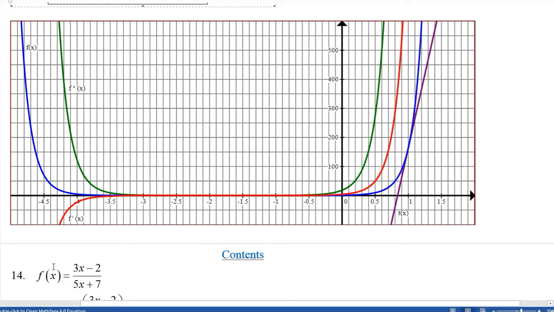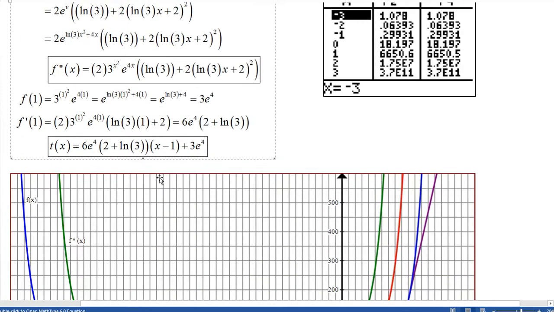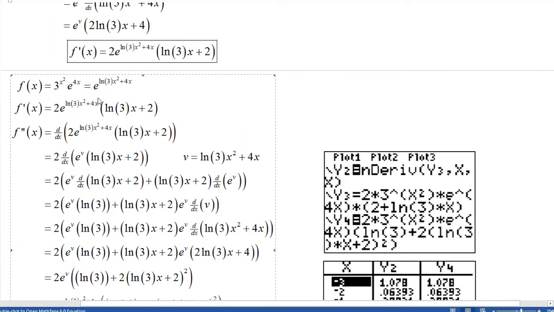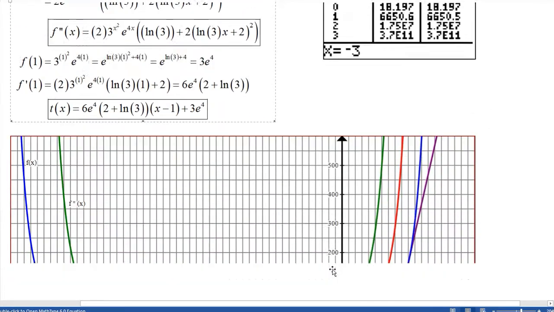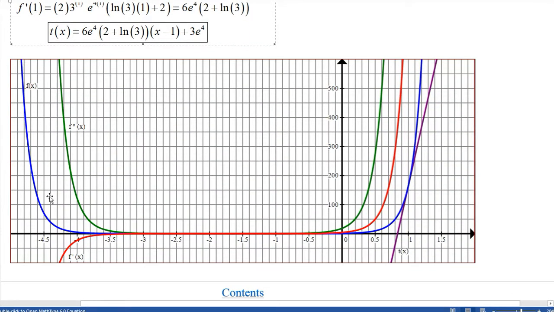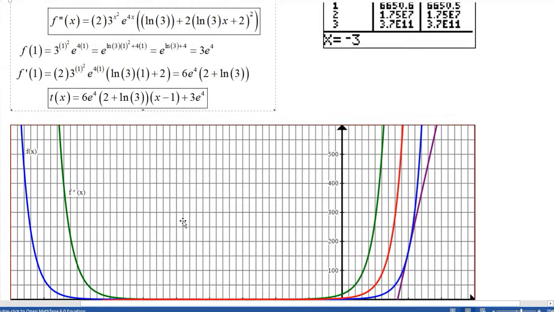And let's see, looks like the derivative is in red and the second derivative is in green. And we see the graph here. Let's see if we can take a look at some more things that we might see here. Well, notice 3 to any power and e to any power are both positive. So the original function is always above the x-axis. And you see it's always above and never really touches the x-axis there.